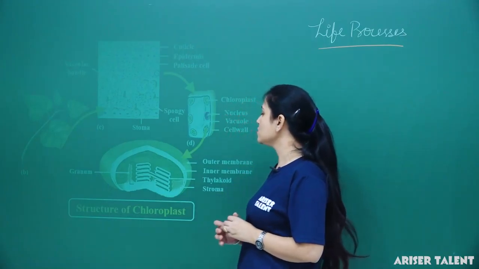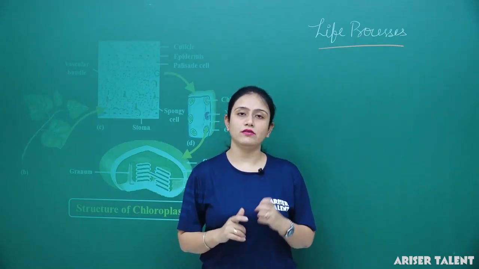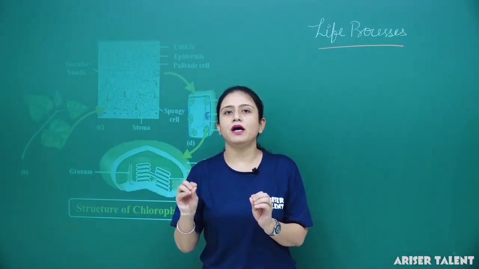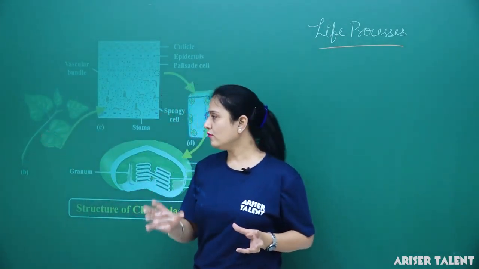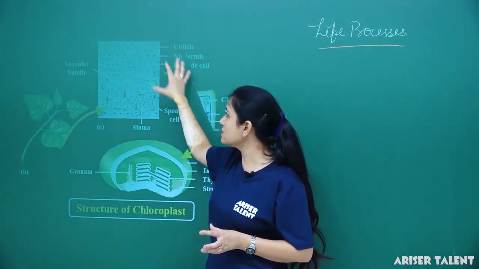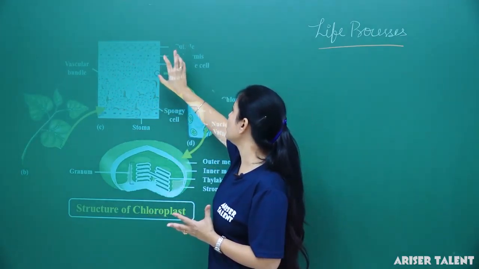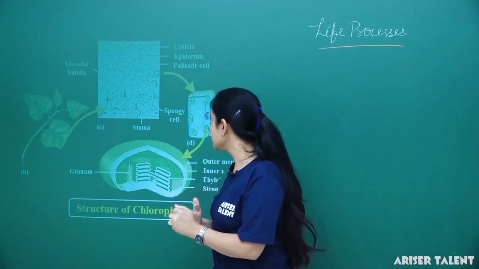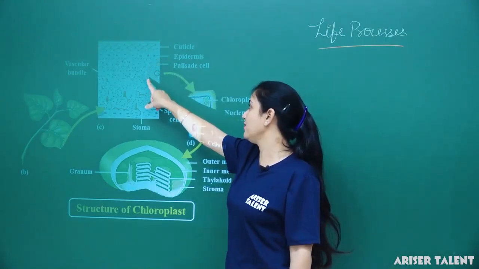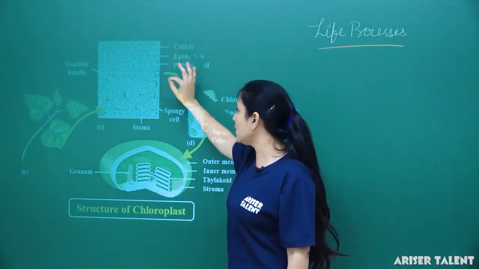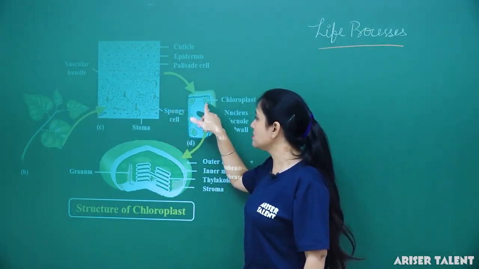Here we can see the structure of chloroplast. Why am I showing you this diagram? As we all know, the green leaves of the plant perform the process of photosynthesis. So here it's the green leaf. Now I am showing you just a small part of this green leaf, that has the vascular bundle. Generally it contains different layers: cuticle, epidermis and other cells are present. But when we take a small part of it, here we have encircled, we can see the structure, and this is the chloroplast.